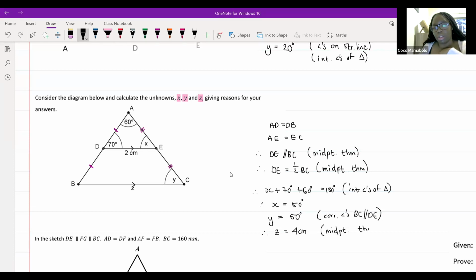Midpoint theorem. All right. How are we feeling? Good, bad, meh? How does midpoint theorem feel? I bet you it's much easier than proving quadrilaterals. I can tell you that much. How are we doing? Yeah, we're all good?